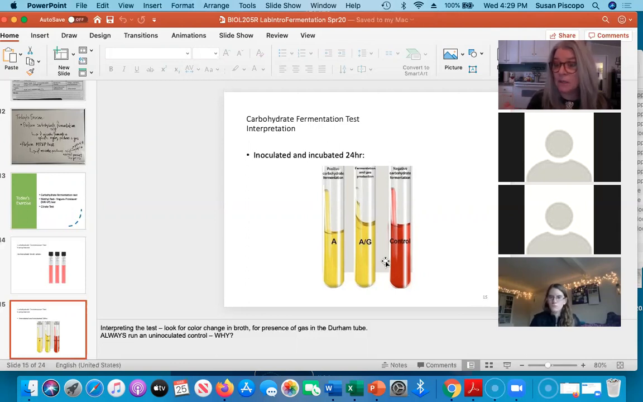Okay, so 24 hours later, we're going to pull our tubes out and we're going to read them. We're looking for a color change. Did it turn yellow? That means that acid has been produced through fermentation. And is there a gas bubble in the top of the Durham tube?